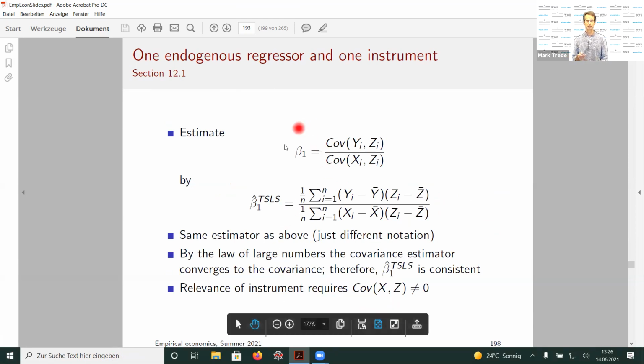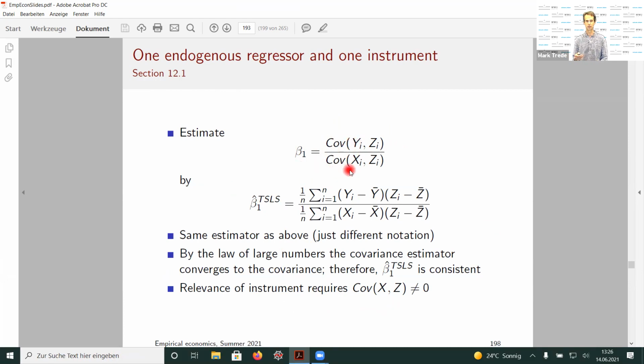So this is an expression for the true parameter value. Of course, we do not know the true covariance, and we do not know the true covariance between x and z. So we do not know the true value of beta 1, but that's, of course, our starting point. We want to estimate our coefficient beta 1. And how could we do that?